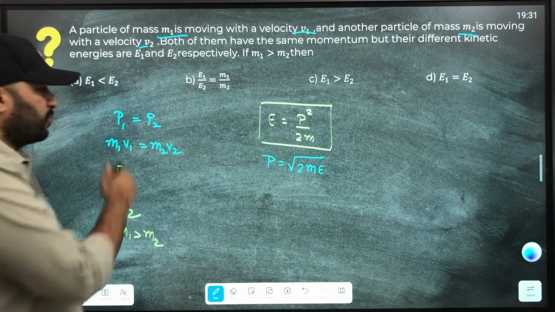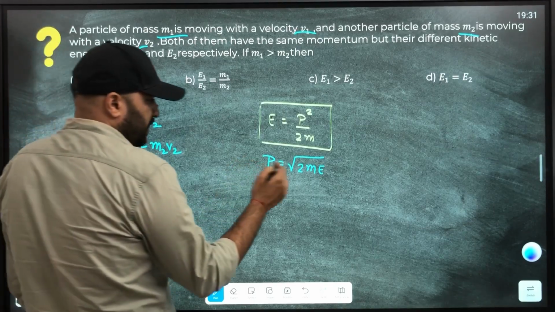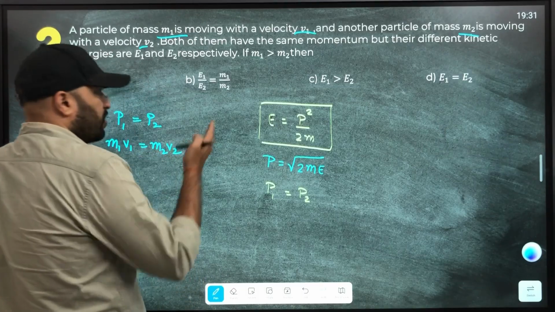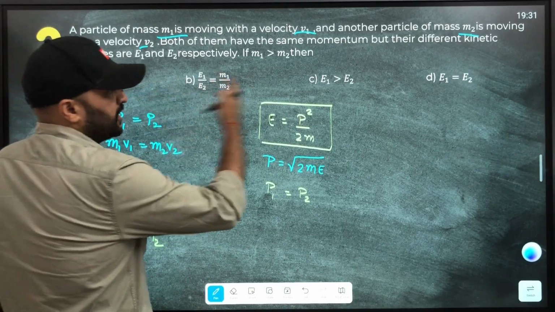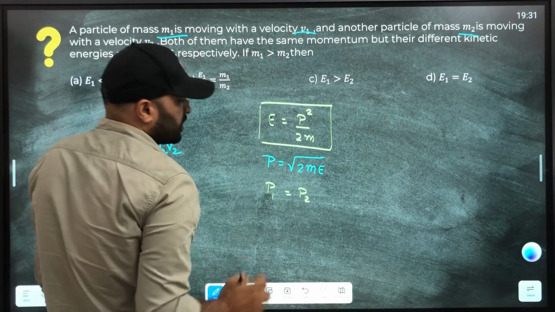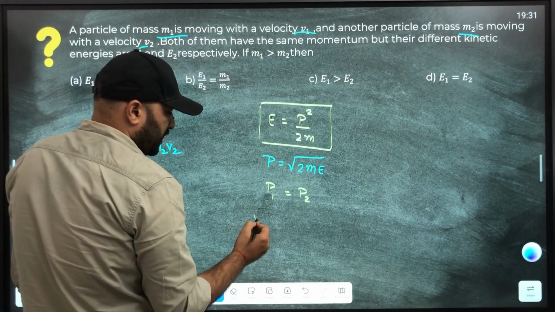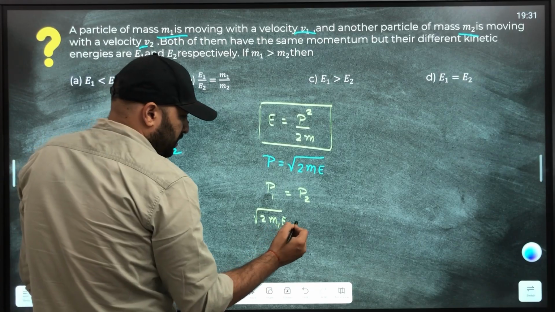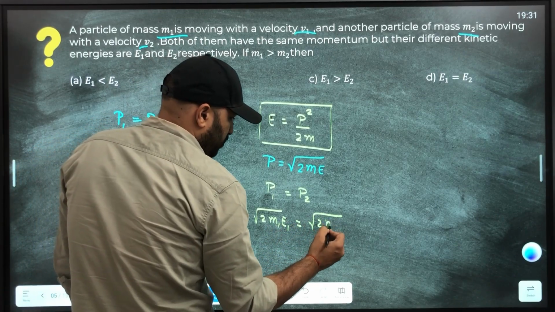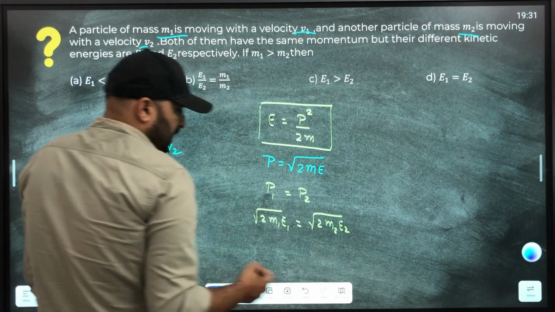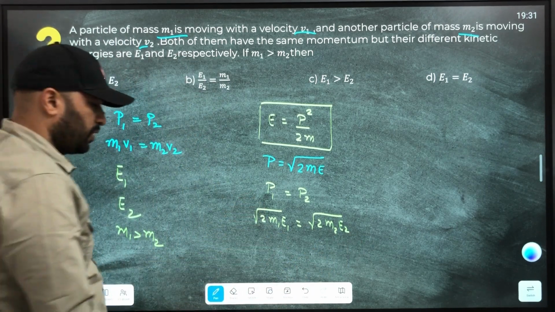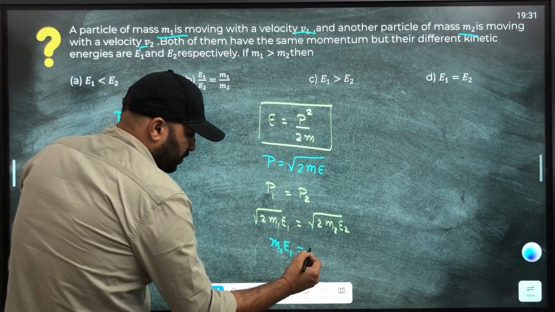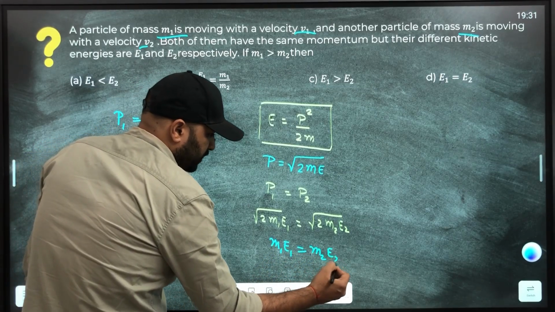So if P1 equals P2, as per the problem, because they are not talking about anything, no relation between velocities, I am just writing here root under 2M1 E1 is equal to root under 2M2 E2. Let's square both the sides to remove the roots, and 2 cancels with 2. M1 E1 is equal to M2 E2. Let's cross multiply here.